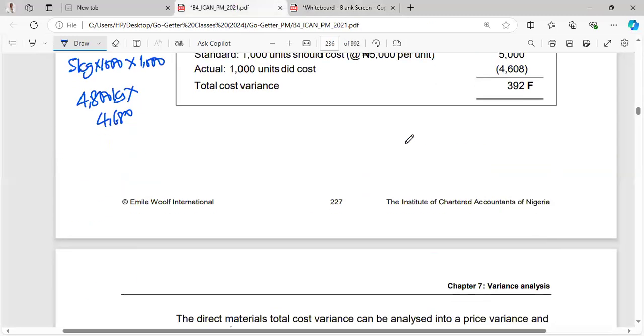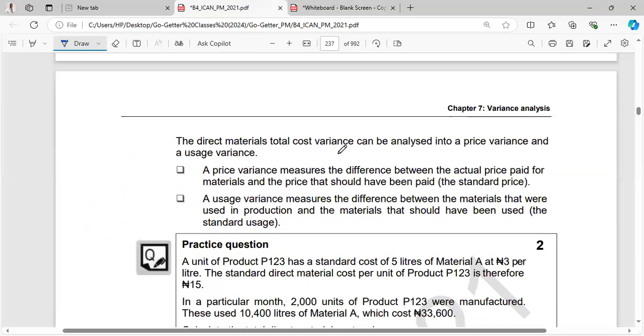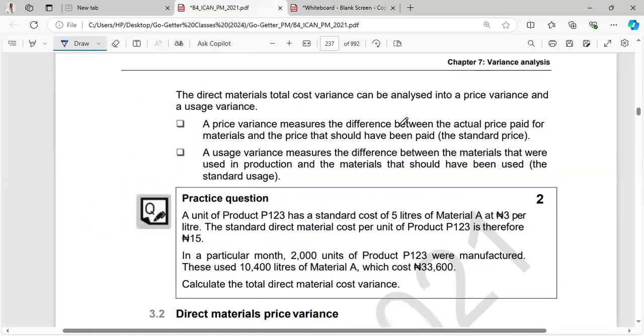Then now we are told that the direct material cost variance could be analyzed into price variance and usage variance. A price variance measures the difference between the actual price and the standard price for the materials, whereas the usage variance measures the difference between the materials that were used in production and the materials that would have been used in the standard.